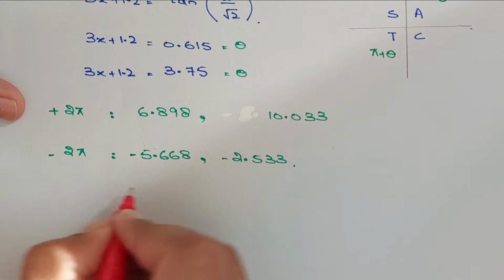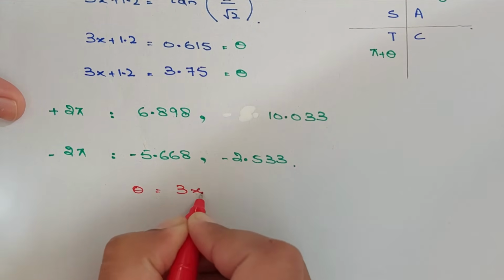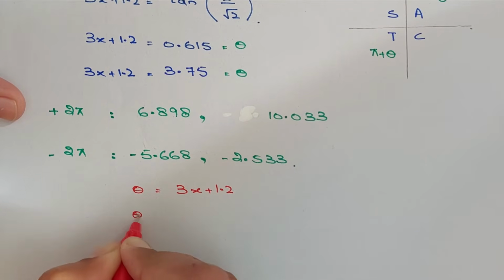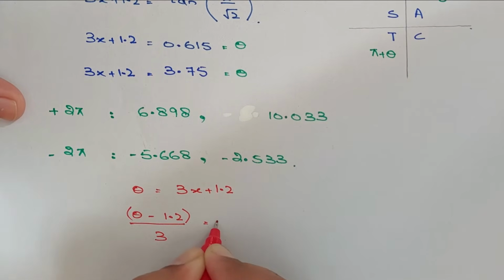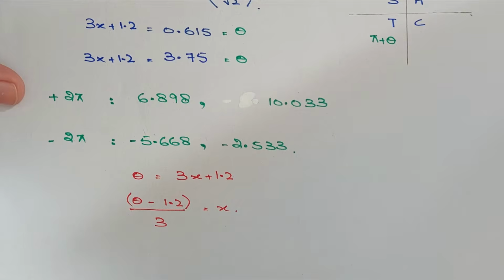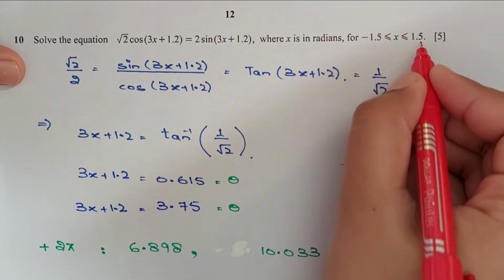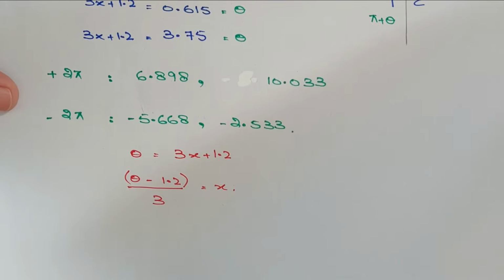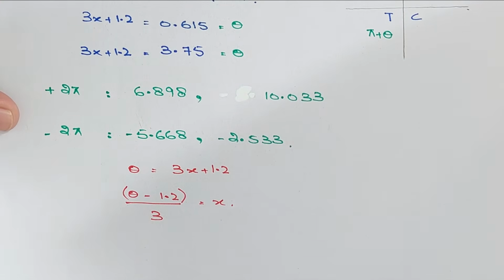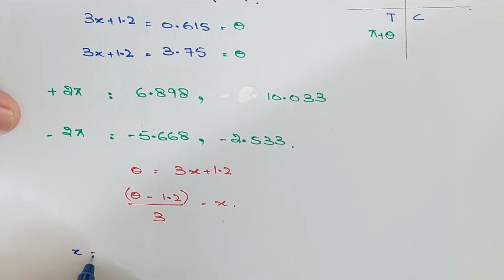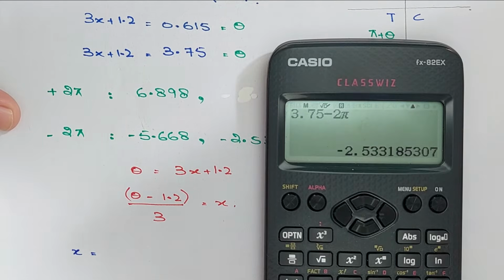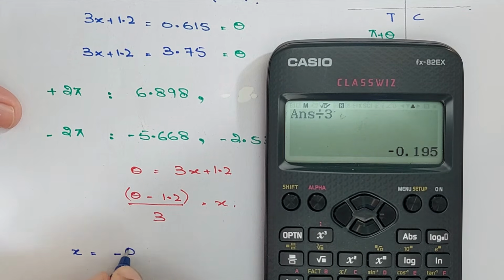So let me solve for x. So theta is 3x plus 1.2, so theta minus 1.2, and divided by 3, we will get x. Right, now let me solve for x, and keep in mind the domain of x is between minus 1.5 and plus 1.5. Okay, so let me start with the first one, 0.615 minus 1.2 divided by 3, 0.195. Yes, this belongs to the domain.